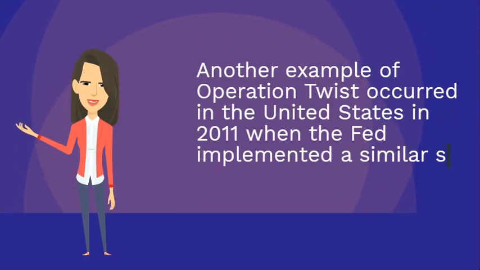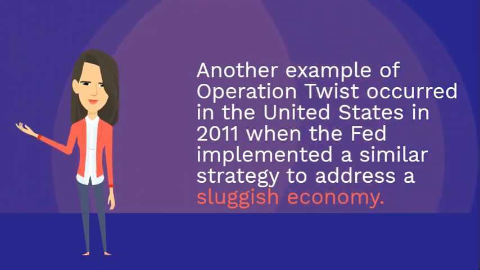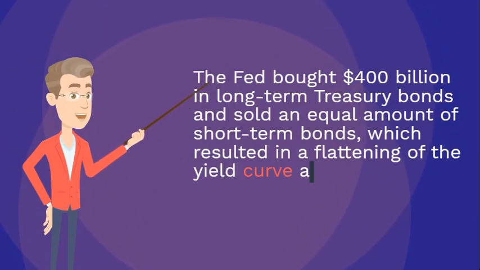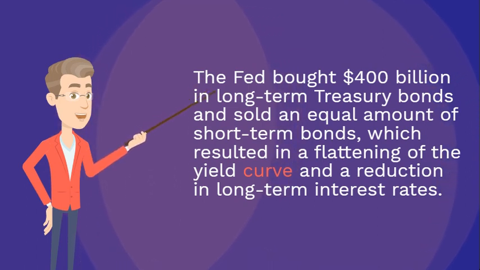Another example of Operation Twist occurred in the United States in 2011 when the Fed implemented a similar strategy to address a sluggish economy. The Fed bought $400 billion in long-term treasury bonds and sold an equal amount of short-term bonds, which resulted in a flattening of the yield curve and a reduction in long-term interest rates.